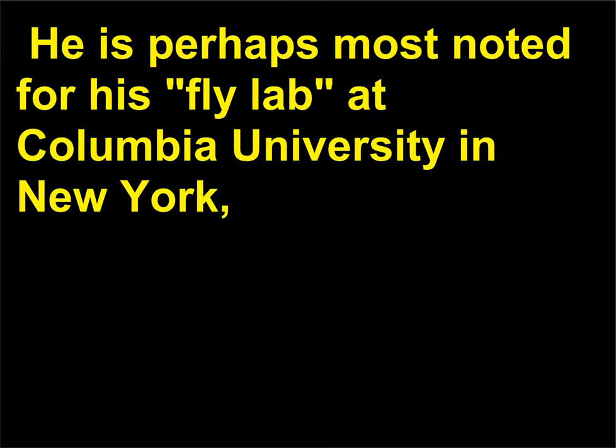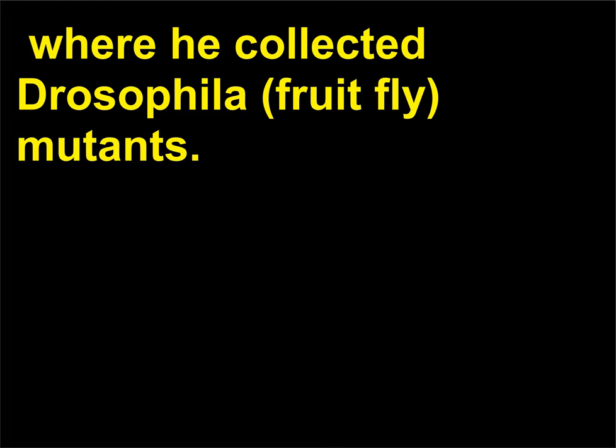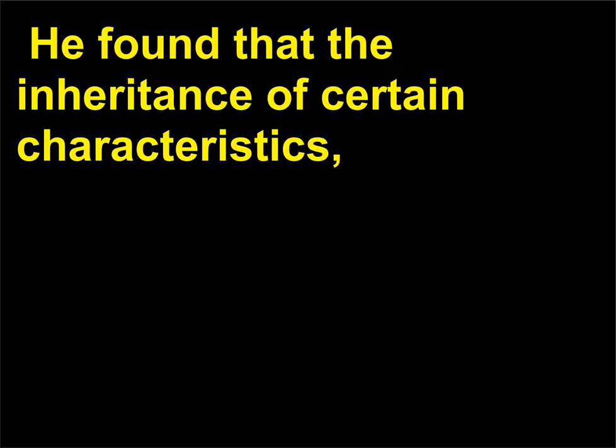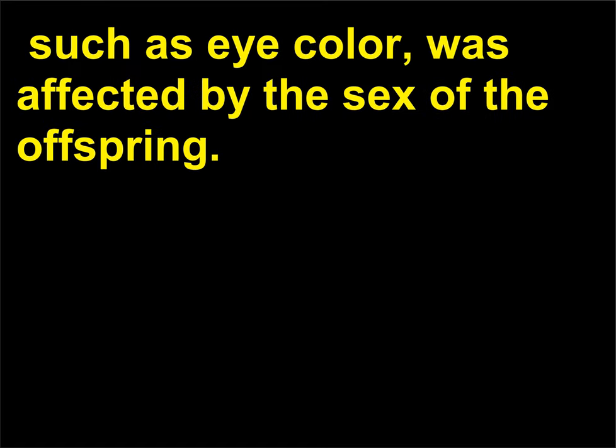He is perhaps most noted for his fly lab at Columbia University in New York, where he collected Drosophila, fruit fly, mutants. Morgan studied fruit flies much in the same way that Mendel studied peas. He found that the inheritance of certain characteristics, such as eye color, was affected by the sex of the offspring.